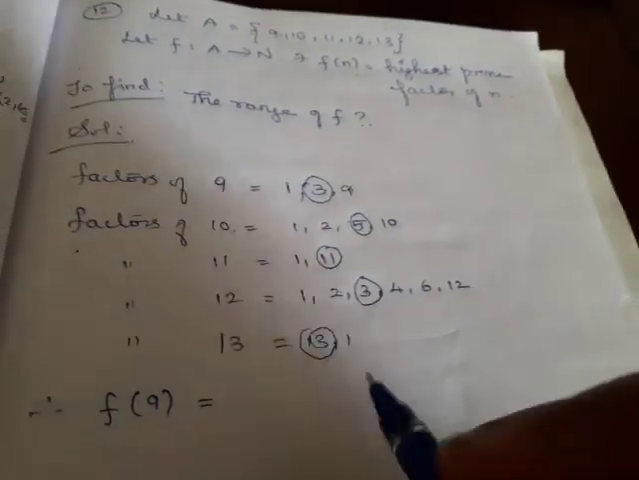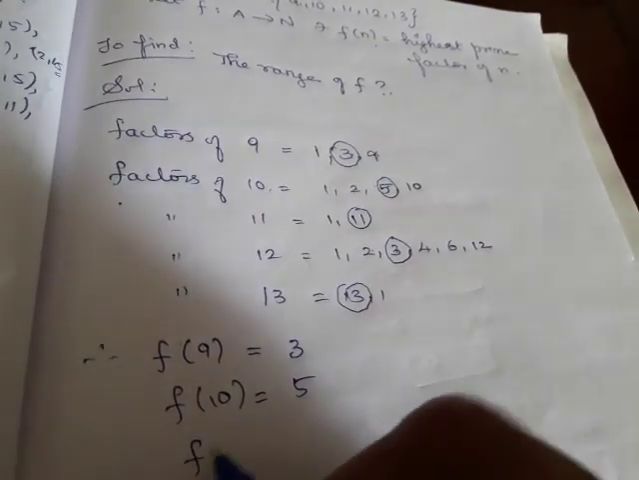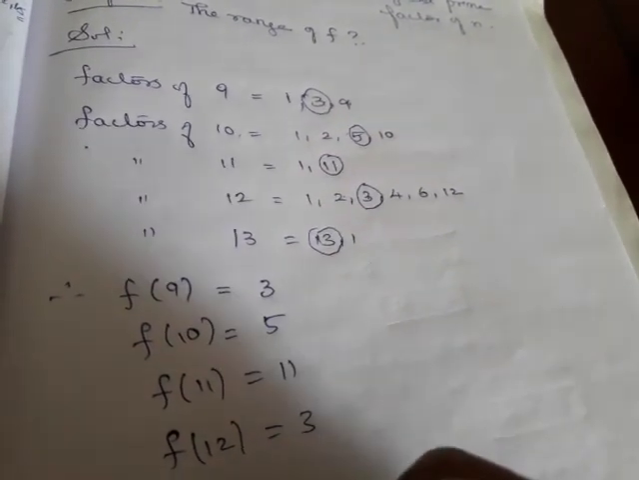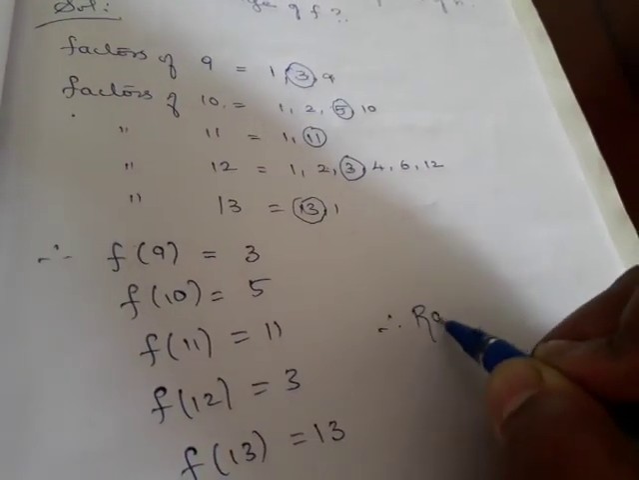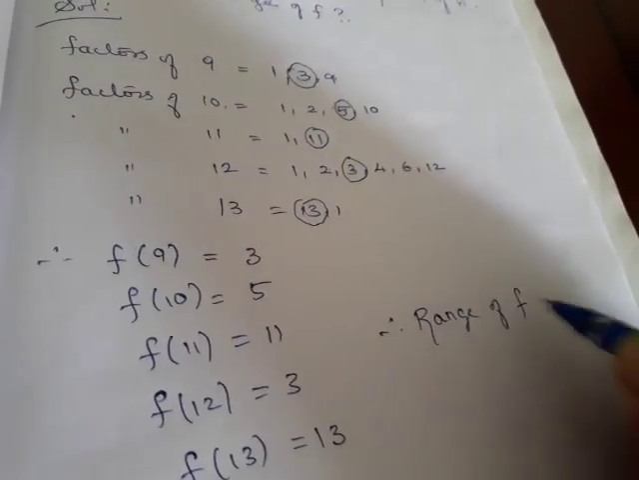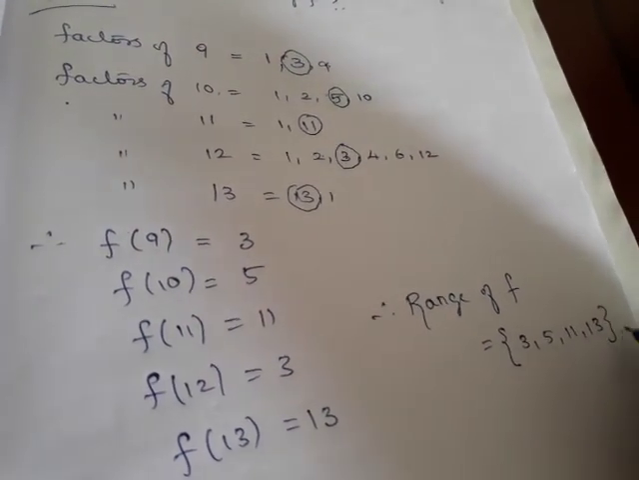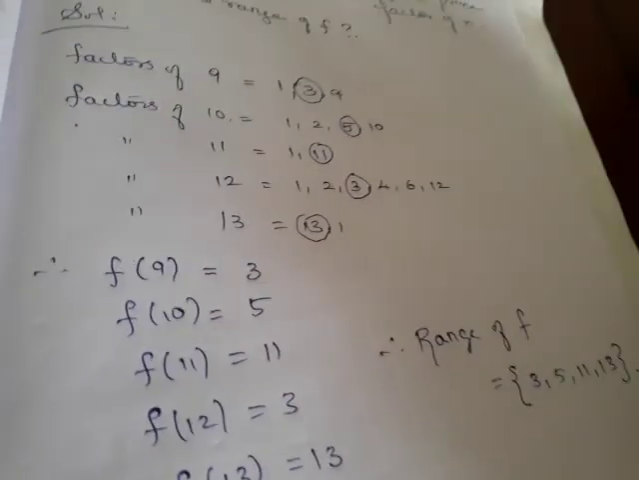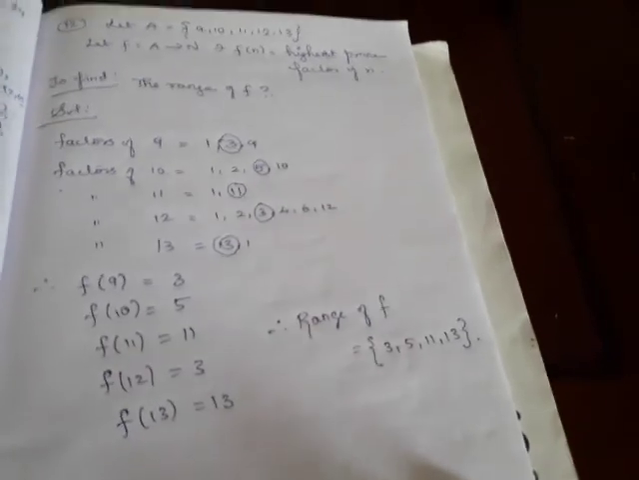Therefore, f of 9 will be 3, f of 10 will be 5, f of 11 will be 11, f of 12 will be 3, and f of 13 will be 13. Therefore, the range of f is equal to {3, 5, 11, 13}. Repeated elements in the range are not necessary to mention. So that's how we found the range of f, right?